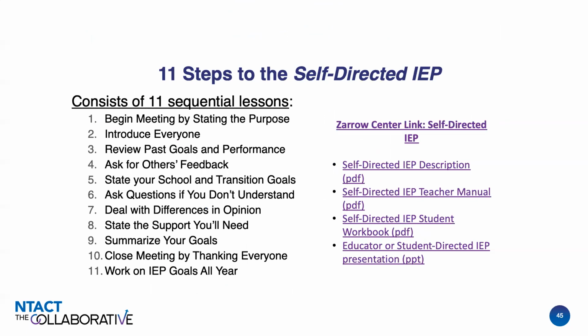The self-directed IEP is also free from the Zarrow Center at the University of Oklahoma. Links to the description, teacher manual, and student workbook for the PowerPoint presentation can be found here. Through 11 steps, students learn to participate and take an active role in their IEP planning meeting. These steps include: begin meeting by stating the purpose, introduce everyone, review past goals and performance, ask for others' feedback, state your school and transition goals, ask questions if you do not understand, deal with differences in opinion, state the support you'll need, summarize your goals, close meetings by thanking everyone, and work on IEP goals all year.